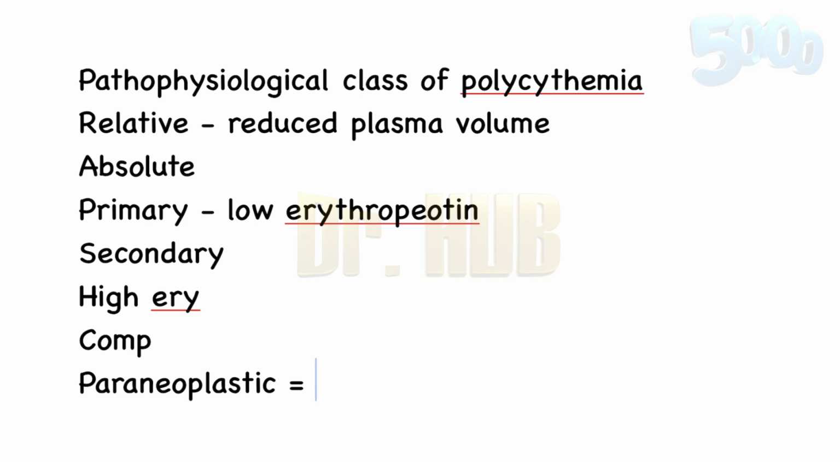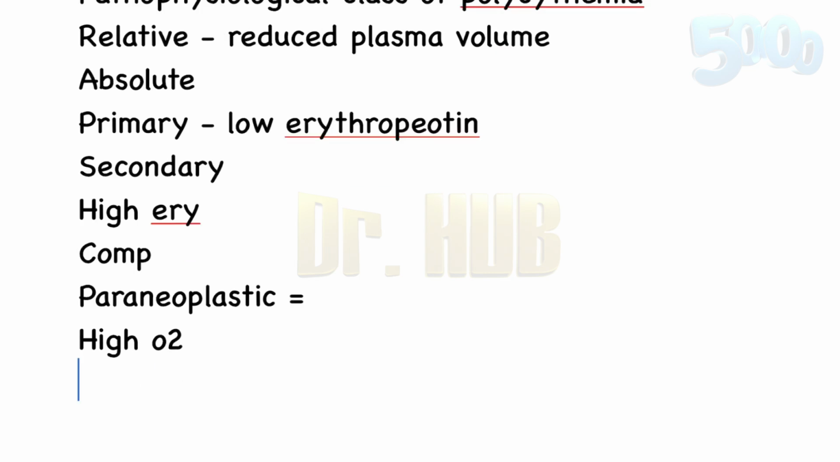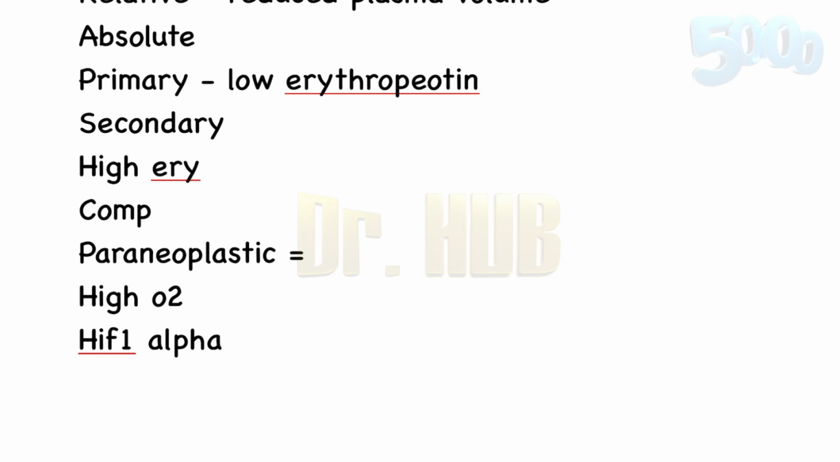Paraneoplastic involves the erythropoietin secreting tumors like the hepatocellular carcinomas. Next, the hemoglobin mutants with high O2, that is oxygen affinity, and inherited defects that stabilize the HIF1 alpha. Then the Chuvash polycythemia and the prolyl hydroxylase mutations.